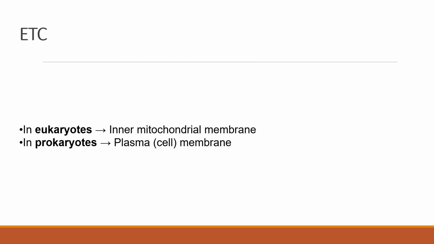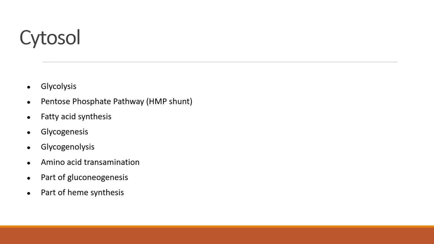Now I will tell you that in eukaryotes, electron transport chain happens in the inner mitochondrial membrane, and in prokaryotes, it happens in the plasma membrane or cell membrane, we may call it. And you also have to remember what kind of metabolic activities are happening in which part of the cell. The major metabolic activities such as glycolysis, pentose phosphate pathway, HMP pathway, fatty acid synthesis, glycogenesis, glycogenolysis, amino acid transamination, and part of gluconeogenesis and part of heme synthesis, all these will happen in the cytosol.